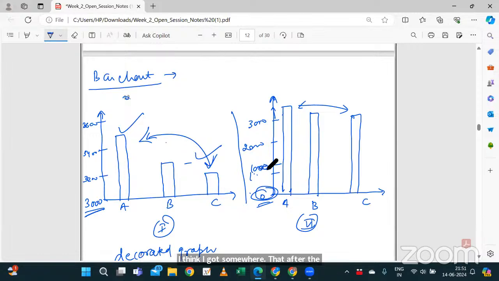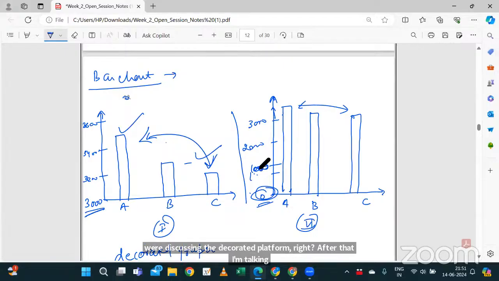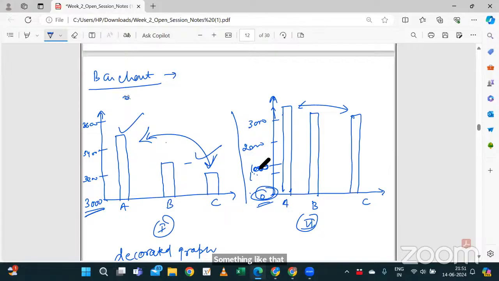We were discussing the decorated graph, am I right? After that, I'm talking about... Actually, all things come under misleading graph, decorated graph. That means you are misleading the information, right? Okay. See, if you manipulate your y-axis, again you are trying to mislead something, right?